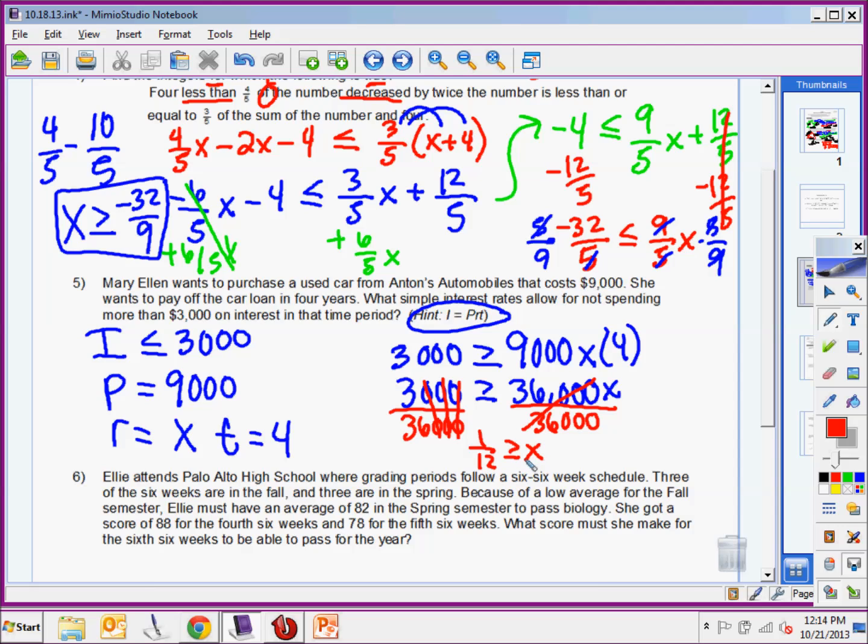Okay? Typically when you have a rate, it is written as a decimal. Do we remember how to convert a fraction into a decimal? Calculator. I didn't get what? Okay, what did you get?